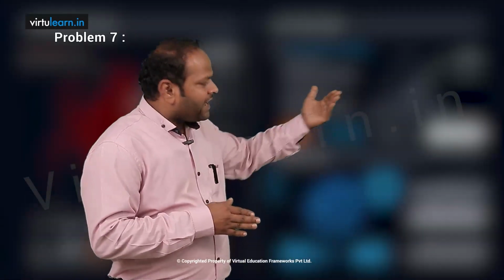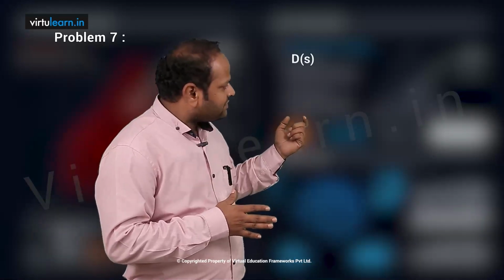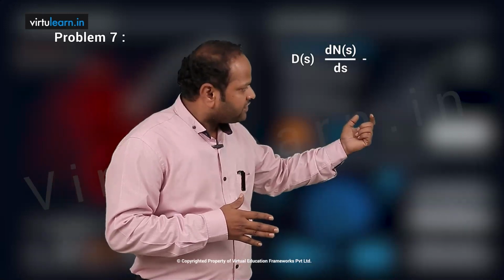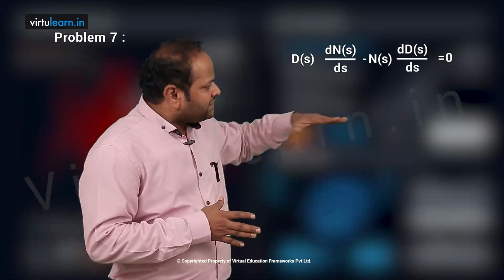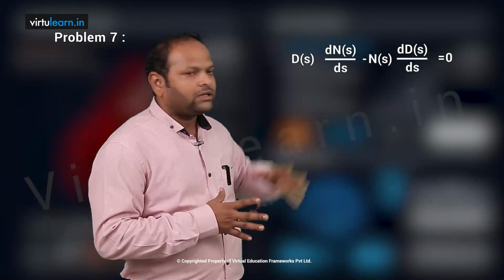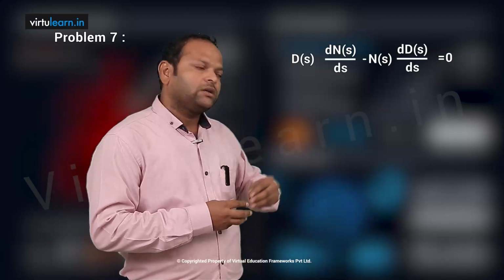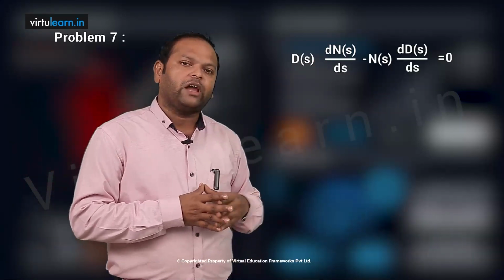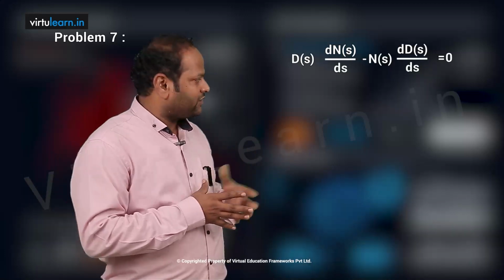Then if we rearrange, we can very easily say we will have D of s into dN of s by ds minus N of s into dD of s by ds is equal to 0. So, this is the equation. When you solve this equation, you will get the breakpoints, because we have already taken care of that k value where we have multiple poles in the characteristic equation. We name this equation number 2.